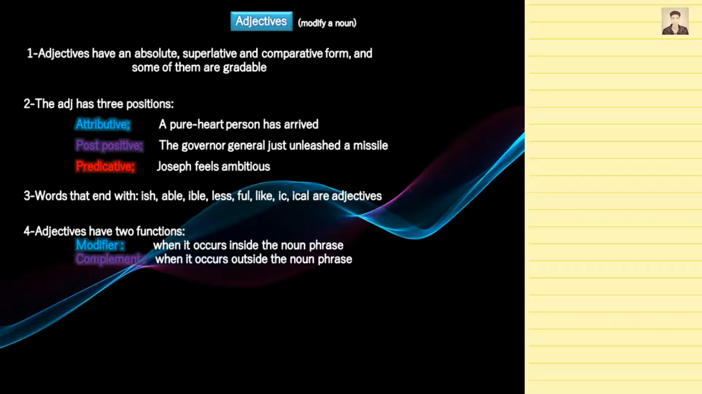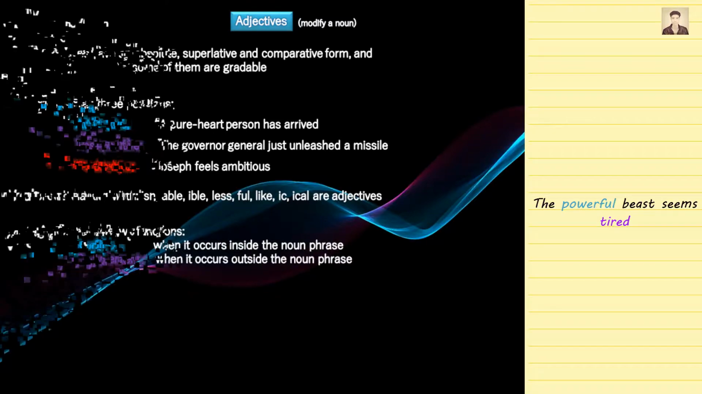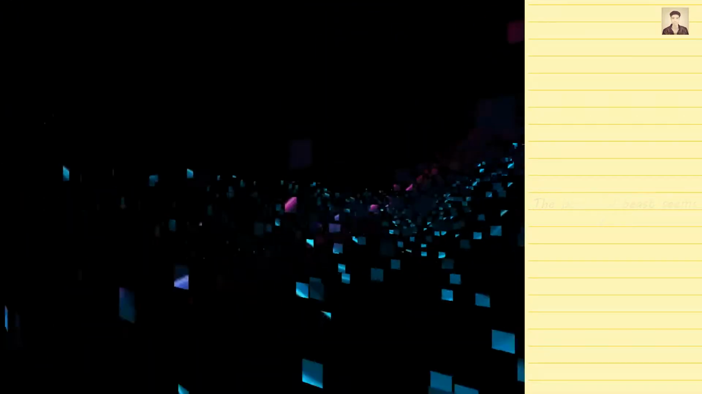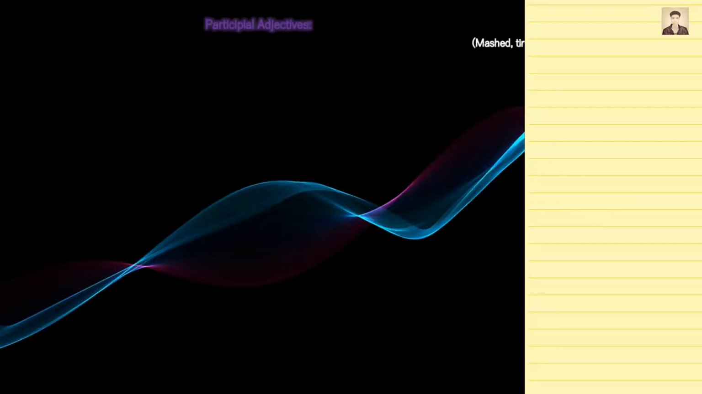Adjectives have two functions: modifier and complement. They modify when they occur inside a noun phrase, and complement when they occur outside the noun phrase. So we have an example beside: the powerful beast seems tired. Powerful is a modifier because it happens inside the noun phrase the powerful beast. As for tired, it is an adjective, but it is a complement, not a modifier, because it happens outside the noun phrase.